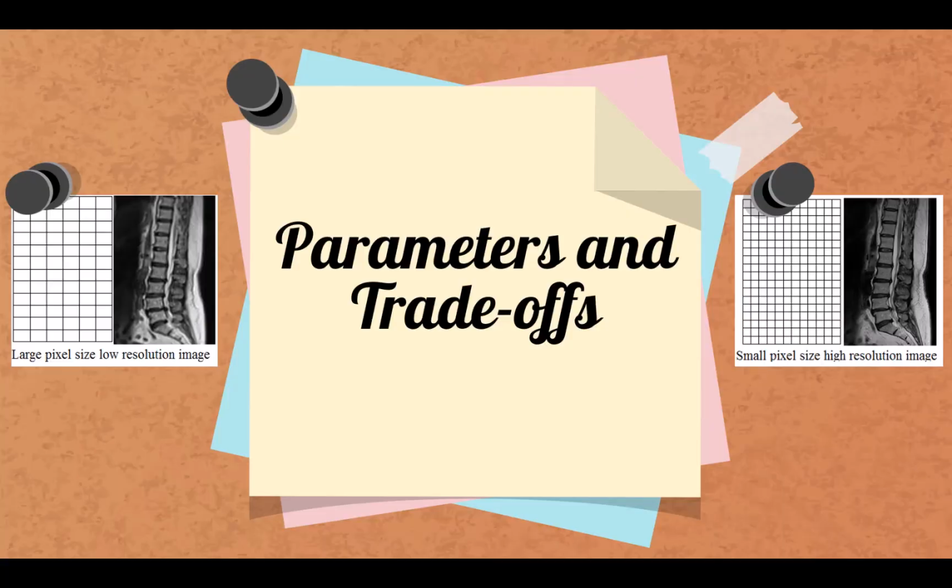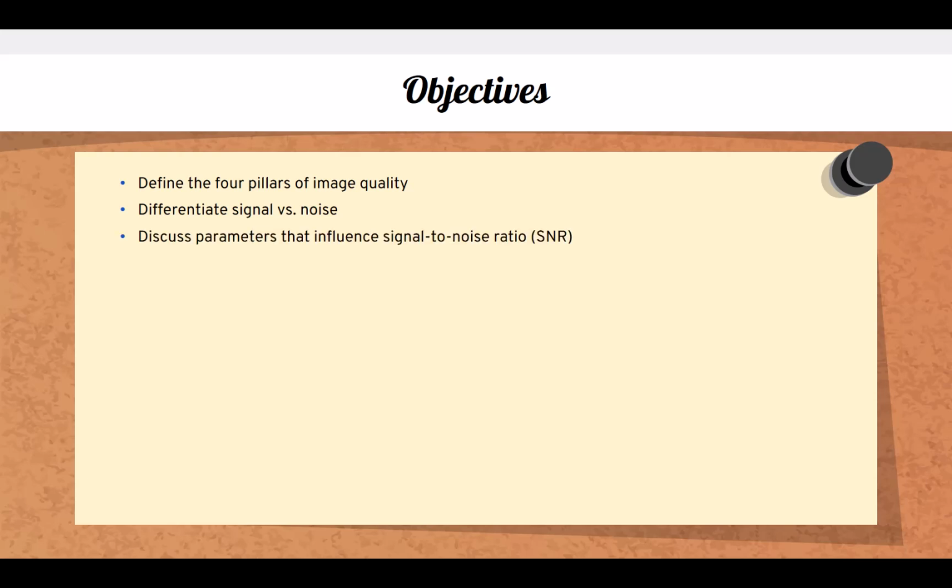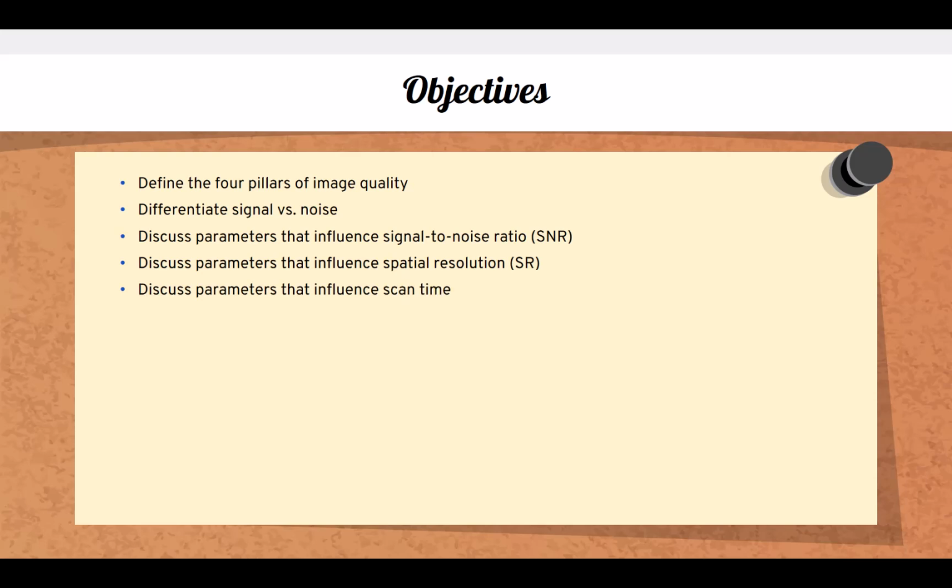This lecture is going to discuss parameters and trade-offs. The objectives for this lecture are to define the 4 pillars of image quality, differentiate signal versus noise, discuss parameters that influence signal-to-noise ratio, discuss parameters that influence spatial resolution, discuss parameters that influence scan time, compare contrast-to-noise ratio to SNR, discuss factors that affect contrast-to-noise ratio.